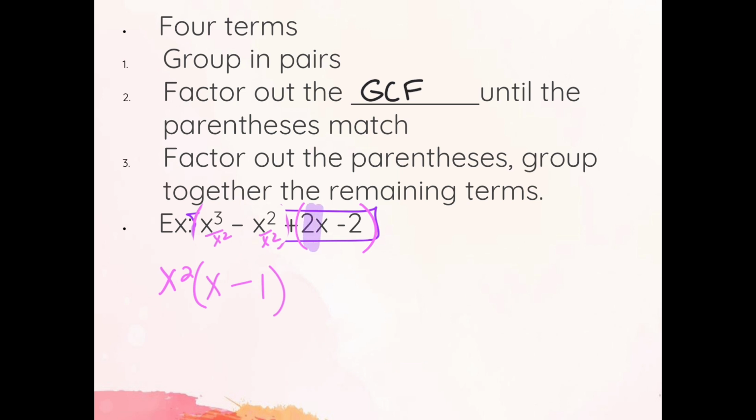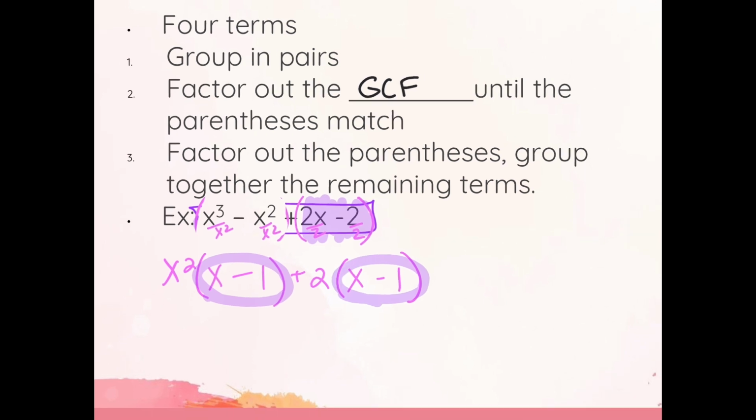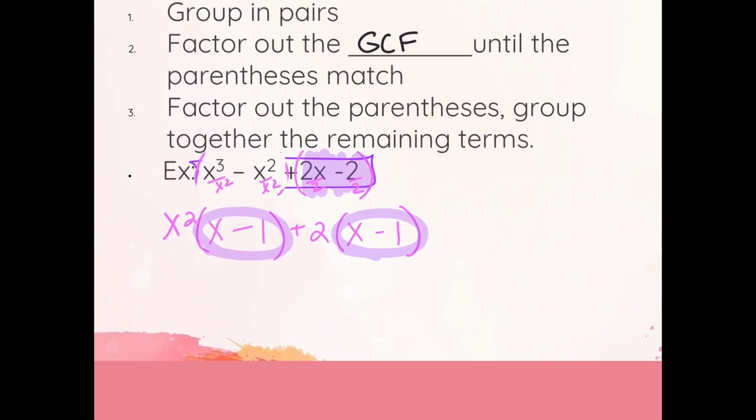Now look at the second parentheses. What's my greatest common factor there? 2. Positive 2. Take out a 2. That means divide this by 2 and this by 2. X minus 1. Now, what's inside the parentheses is the same, which is our goal. If it's not, we've got to tweak it. So I take that out, and I group together what's left. X squared plus 2.